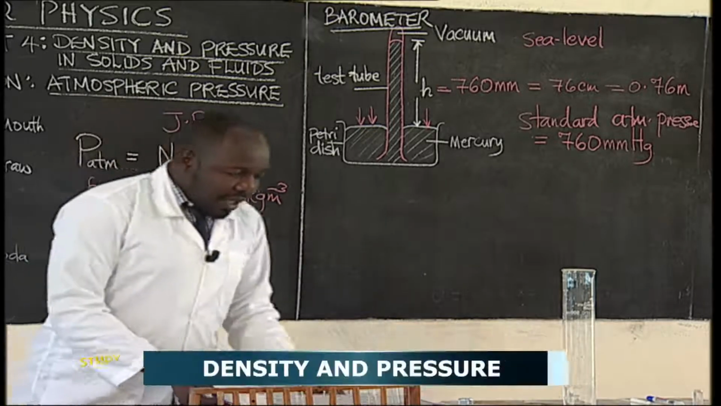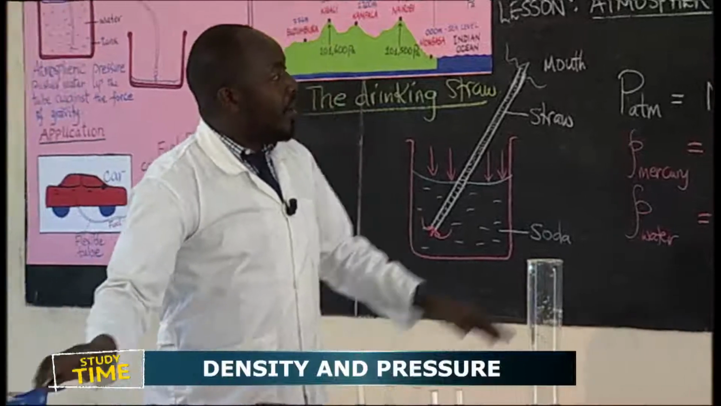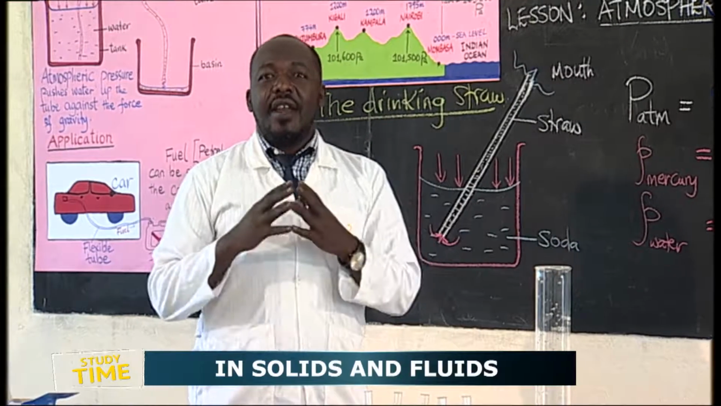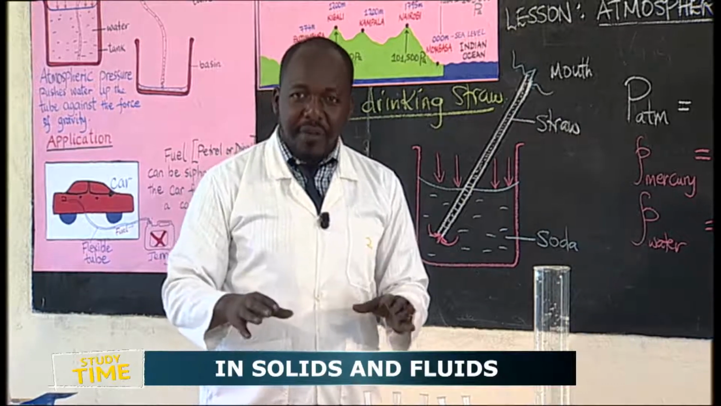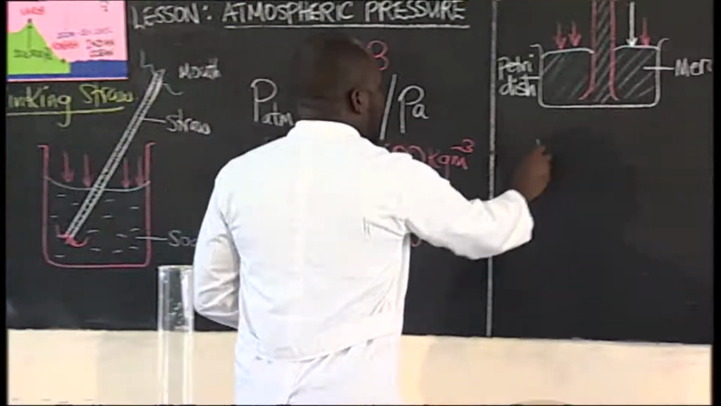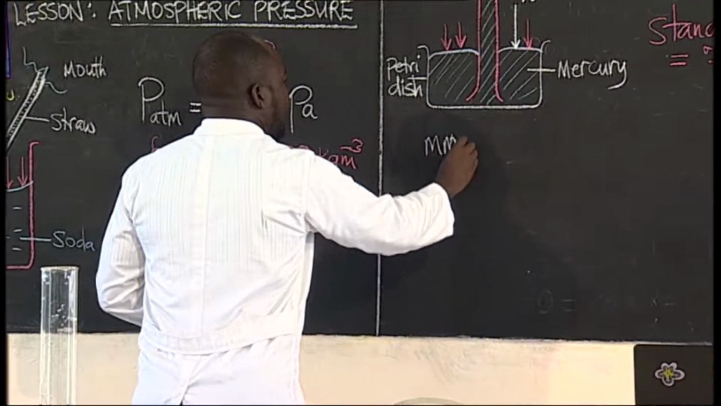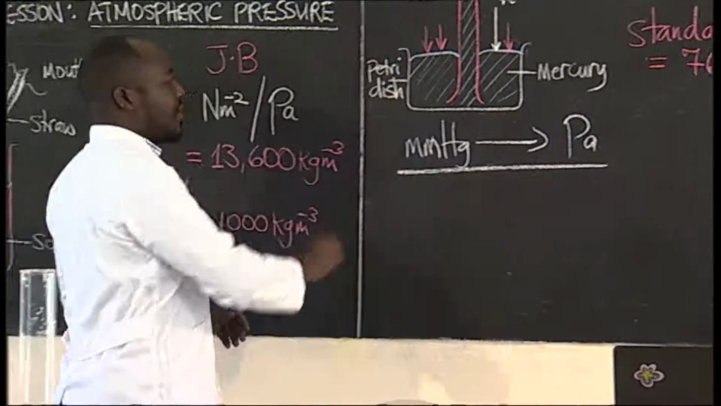So the last thing we want to look at is the relationship between millimeters of mercury and pascal, or newtons per meter squared. That's the only thing we want to look at today, then we shall conclude. So we are converting from millimeters of mercury to pascal. That's what we want to do.